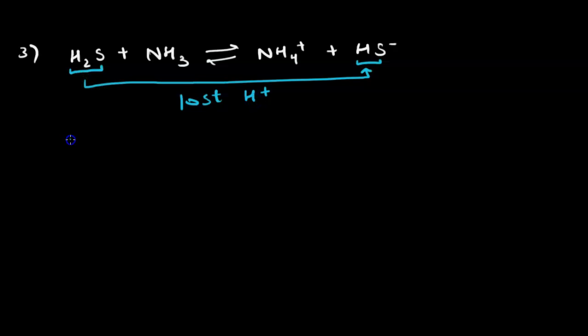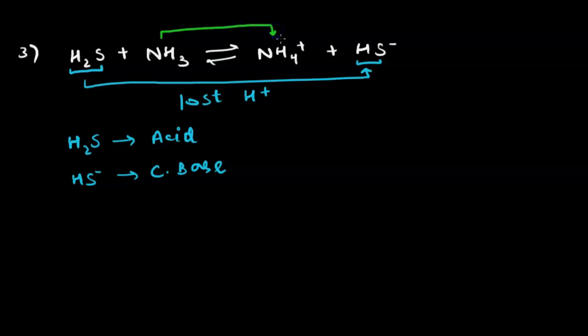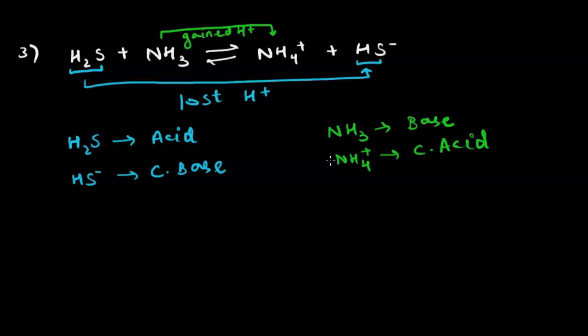Because H2S has lost H positive, we would call H2S an acid and we would call HS negative its conjugate base. Similarly, NH3 has given us NH4 positive, and NH3 has gained H positive in order to form NH4 positive. Any substance that gains H positive is a base, therefore NH3 is a base and NH4 positive is its conjugate acid. And this is how we identify conjugate acid-base pairs when it comes to questions in the form of equations.